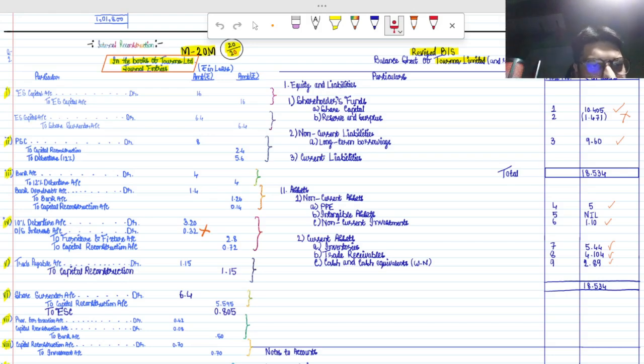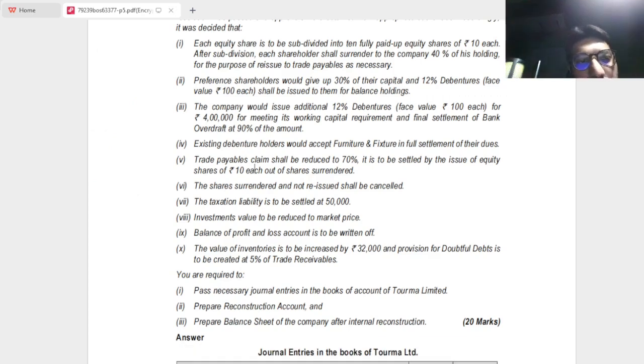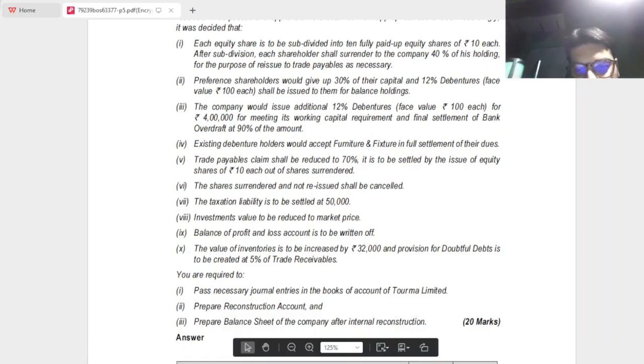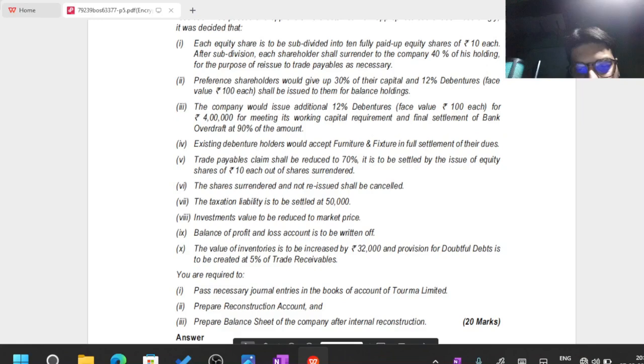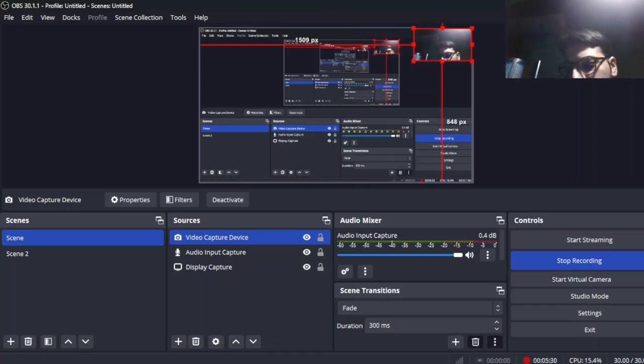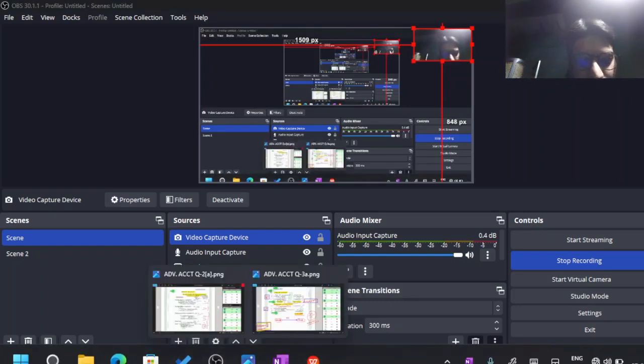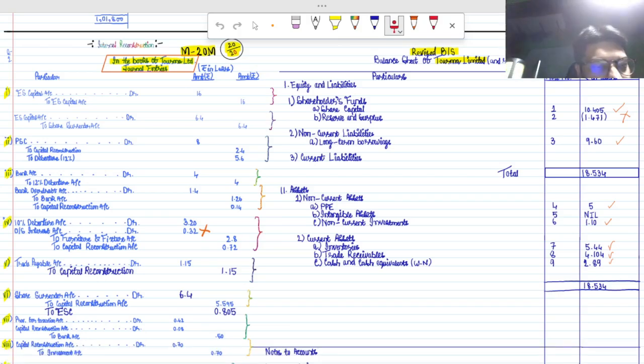10% debenture account debit 3.20 lakh outstanding interest, and this is the entry of the third adjustment.